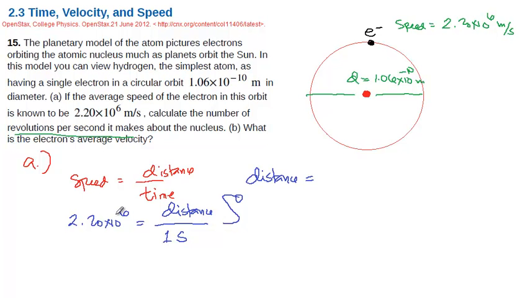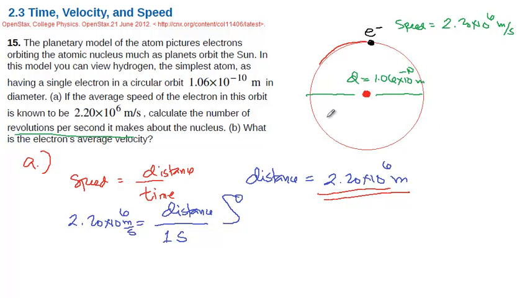In a period of 1 second, if you multiply 1 second to both sides, we get 2.20 times 10 to the 6 meters. That's the distance the electron could travel in 1 second. But we are not being asked for the distance in this problem; we are asked for the revolutions it will be able to make, because this electron will just be revolving around the nucleus.